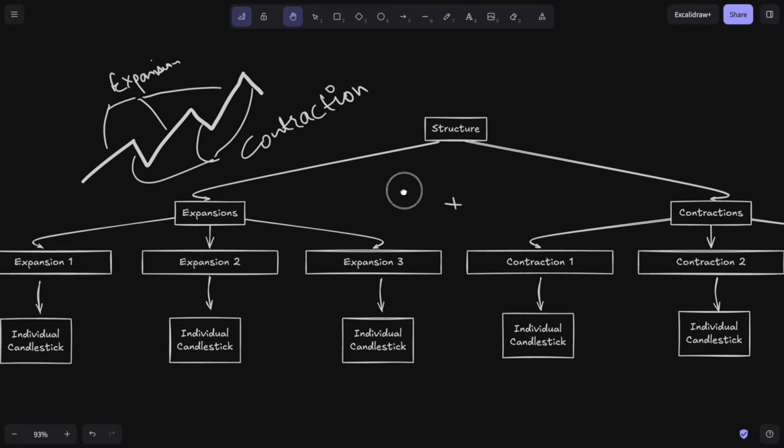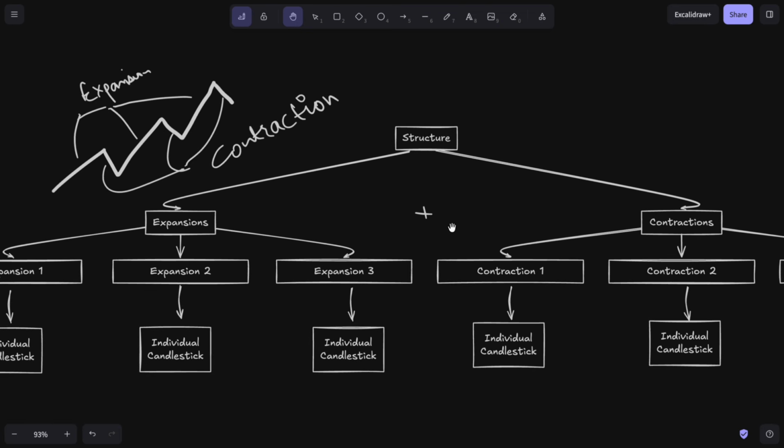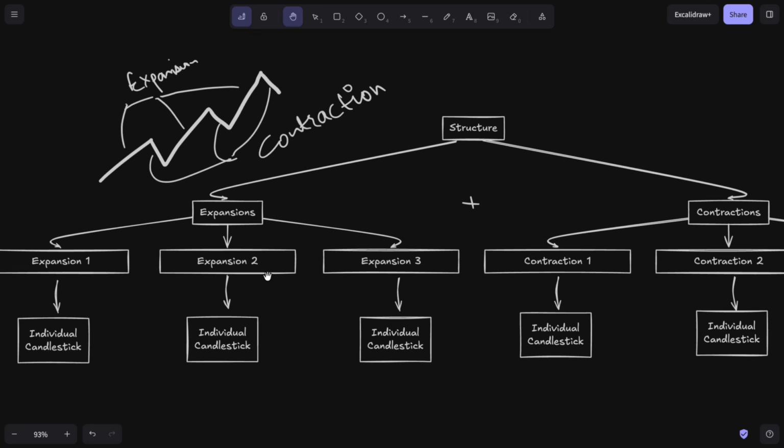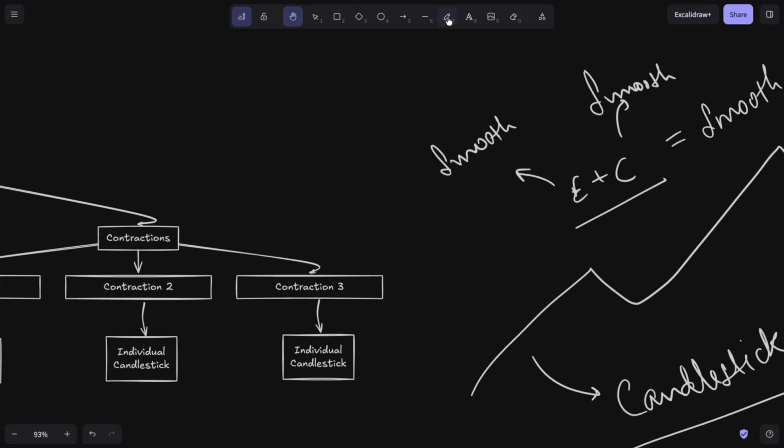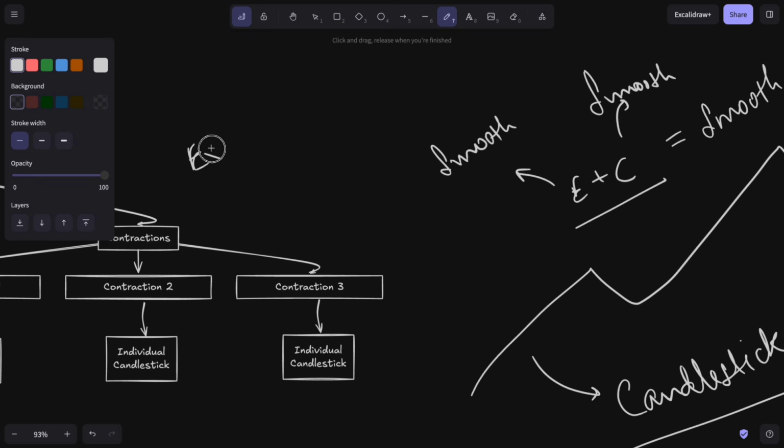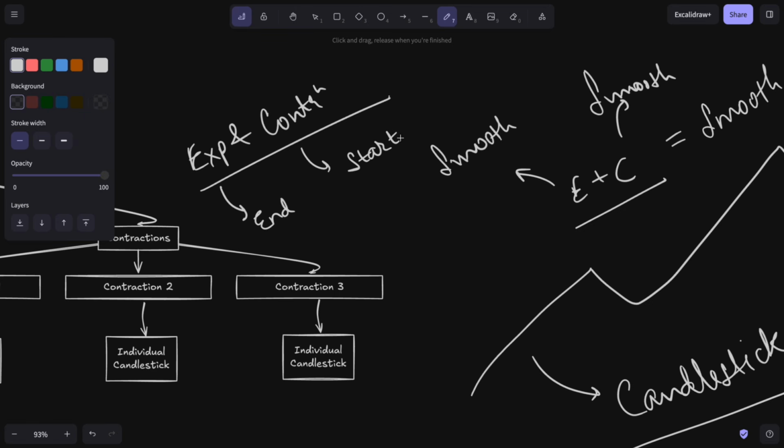So this is what the diagram talks about. We have a structure built by expansions plus contractions: expansion 1, expansion 2, expansion 3. They in turn will have individual candlesticks. Now, there is one more important area that we usually ignore, and that is what happens between an expansion and a contraction: how does an expansion end and how does the contraction start? This is absolutely crucial in deciding the quality of the chart, or the quality of the expansion or the contraction itself. And we will see it.